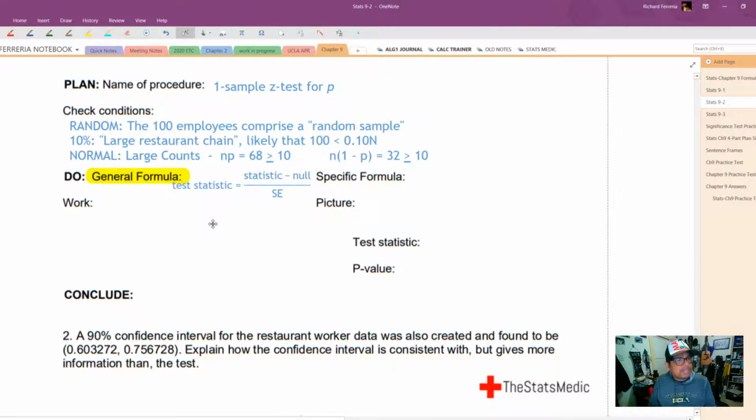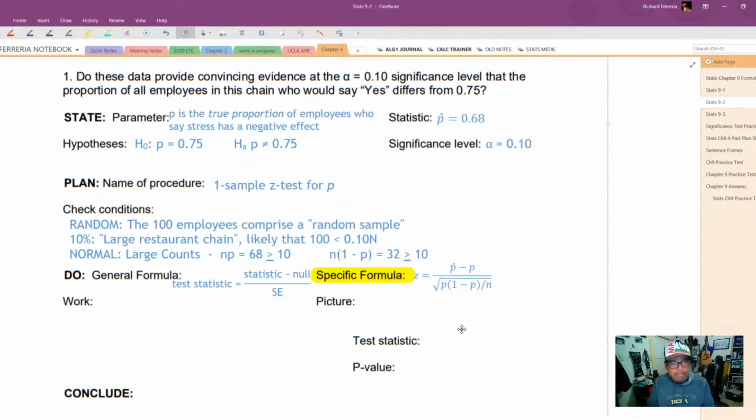The general formula for the test statistic is statistic minus null over standard error. The specific formula here is z equals p hat minus p over the root of p times 1 minus p over n. Don't forget that the entire denominator is inside the square root. For the work, we're going to substitute in the values. Don't forget that you need to use p inside of the standard error and not p hat. That's a common mistake.